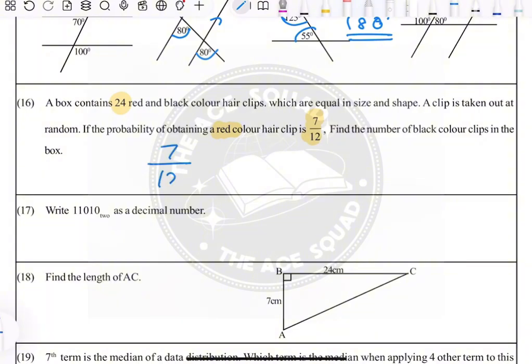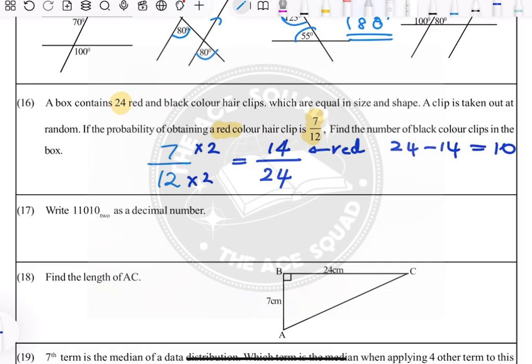How? 7/12 we can multiply by 2 in order to get the actual number of red color hair clips, which is going to be 14/24. So if there are 14 red hair clips, the black color hair clips are going to be the remaining from the 24, right? So 24 minus 14, which is equal to 10. So there are 10 black hair clips. That's a very simple question.